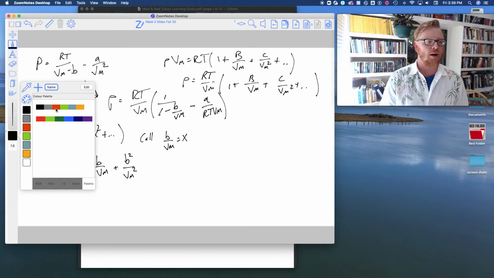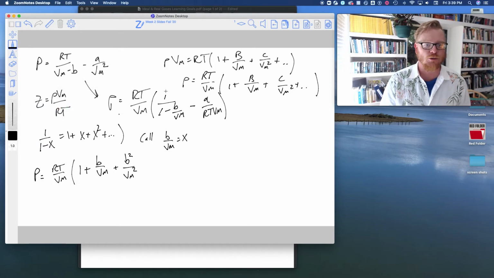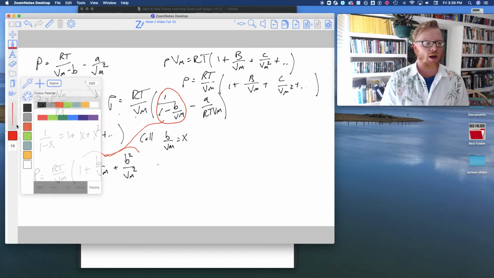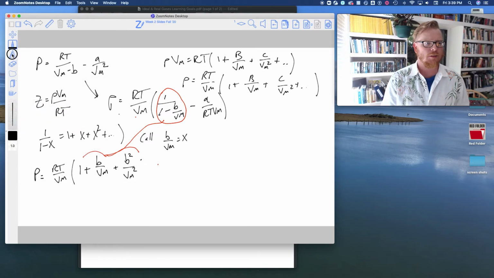Let me add some color. I'll try to make this a little more organized. So I'm going to circle this chunk right here, and this chunk corresponds to this chunk right here. So I expanded that. I still have this term to go, and I'm not going to do anything special with that. I'm just going to write it down. Let's get rid of all those little dots. Great. So now I'm just going to write that directly, minus a over RT Vm.